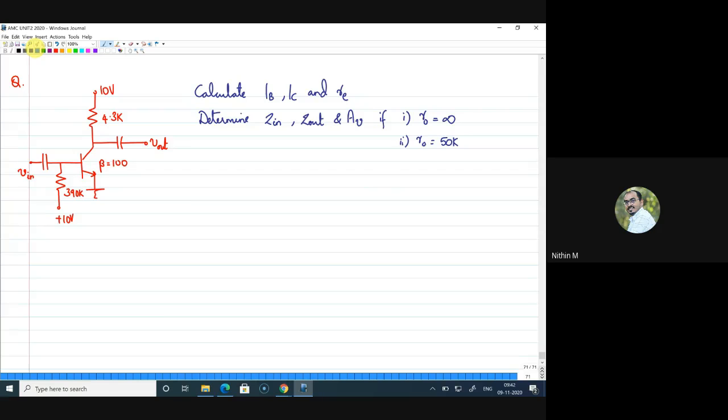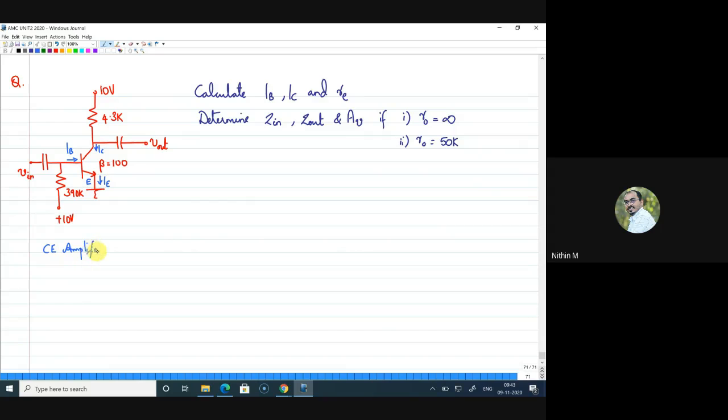How to find IB here: we know that IB is the current at the base, right? This is IB, current at this node is IC, and this will be IE. Now to find IB, I'll assume the transistor to be in active mode to work as an amplifier. How will I say that it is in active mode? You can see that there is a capacitor here. Your input is connected to the circuit through this capacitor. Before that we should see that the emitter is kept common.